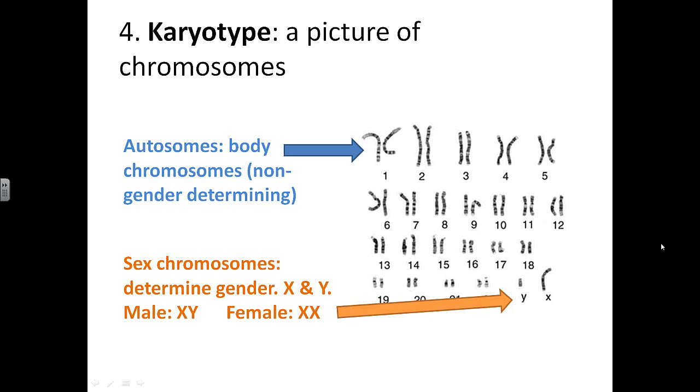An autosome is a body chromosome. It has nothing to do with determining gender. So chromosomes 1 to 22 are autosomes. Chromosome 23, chromosomes I should say, are the X and the Y, and these are called sex chromosomes because they determine the gender of an organism. In humans, males are XY, females are XX, so this is a karyotype of a male because it's XY. Some other organisms work the other way. I believe in birds, females are XY and males are XX. But for now, just concentrate that in males for humans, XY, females, XX.